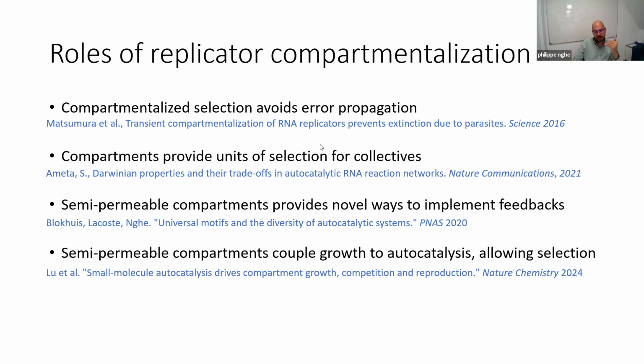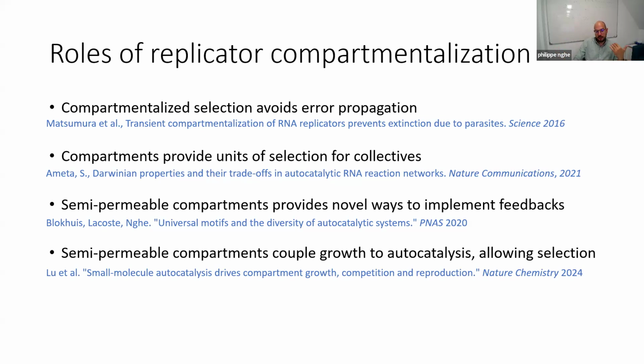Now, the second point is that compartments are necessary if you think about collective autocatalytic sets, because you need a unit of selection. You need a physical entity that makes it a Darwinian unit somehow. Otherwise, if everything is mixed, like in the experiments that were done by Joyce and Lehmann diversifying the interactions, you have an interesting collective phenomenon, but you do not have a Darwinian unit per se.